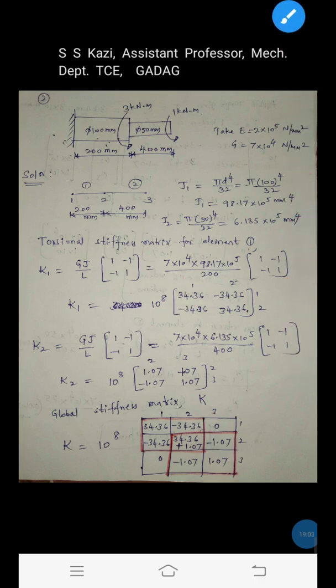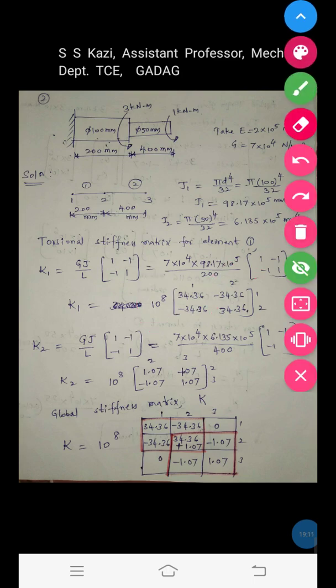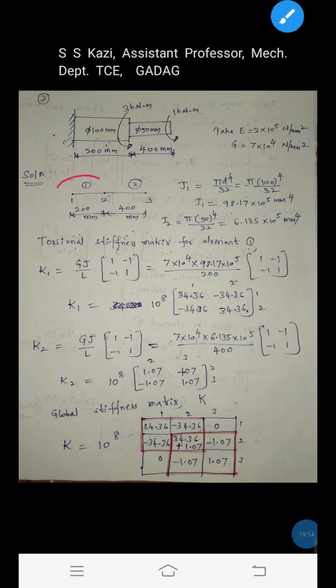I will keep 10 raised to 8 outside and 34.36 inside, like this. And after that you write the DOF numbers for element 1, consisting of 2 nodes, initial node 1 and final node 2. You write 1 2, 1 2 like this. Now come to the torsional stiffness matrix for element 2, GJ by L, the same formula. You just substitute the values of G and J.